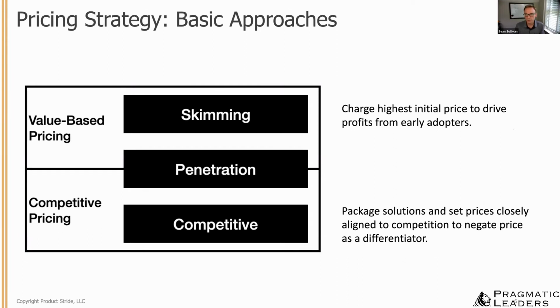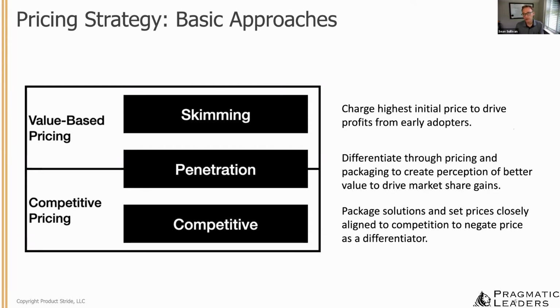The last approach I want to talk about is penetration strategy, and this applies whether you're doing competitive modeling or value-based. Once you identify where the market is, either by the value that you think you can return to your customers or where the competitors are, you can decide that your strategy to support your business needs is to gain more market share.